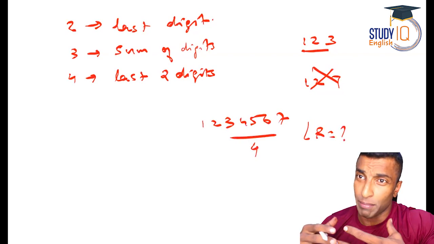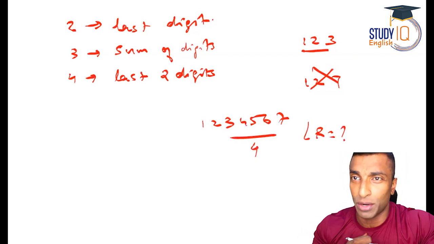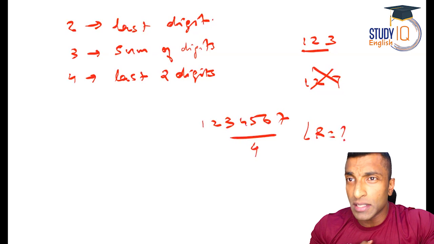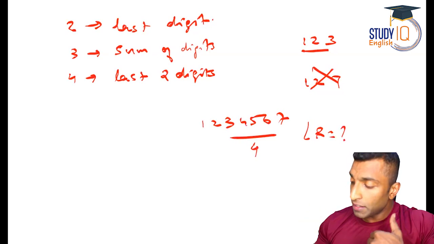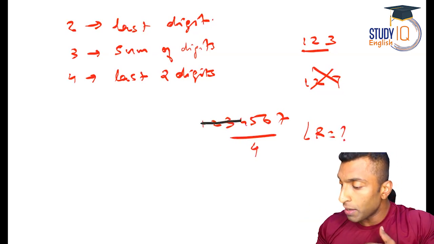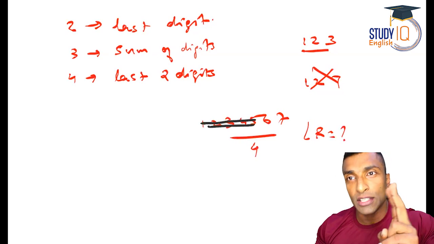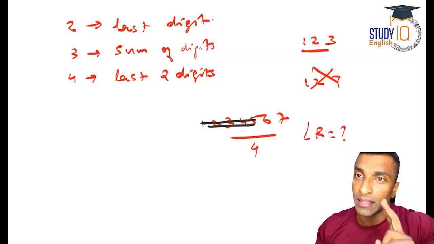Guys, you may get a bigger number also. This is manually something which you can do very easily. But suppose this is what I'm getting. As per the divisibility rule of 4, this is not important for me, because the last two digits are what I need to get the answer.